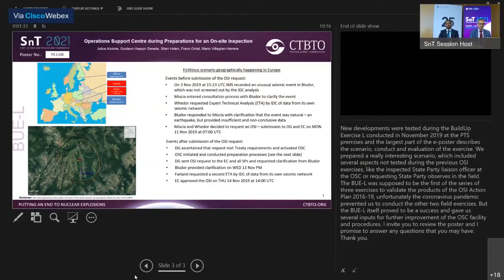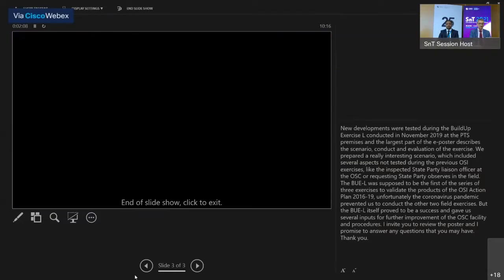The BUEL was supposed to be the first of a series of three exercises to validate the products of the OSI Action Plan 2016-19. Unfortunately, due to coronavirus, we could not conduct the other two exercises. But the BUEL itself proved to be a success and gave us several inputs for further improvement of the Operation Support Center facility and procedures. So I invite you to review the poster, and I'm looking forward to answering any questions that you may have.